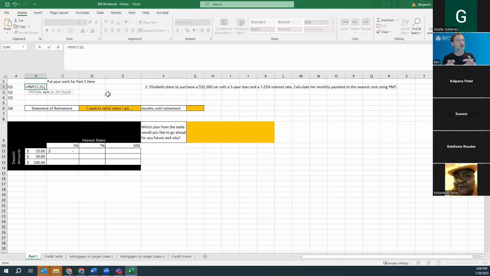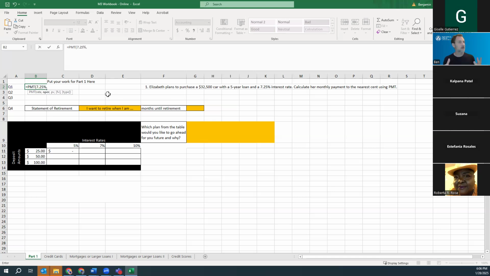And then the nper is the number of periods. And the number of periods in this situation, if we're paying it monthly and we got a 5-year loan, how many different payments am I going to make? Before you go forward, don't you have to add the percentage sign in order for it to be better? Absolutely. It would be a big problem if we didn't put the percentage sign, because 7.25 is not the same as 7.25%.